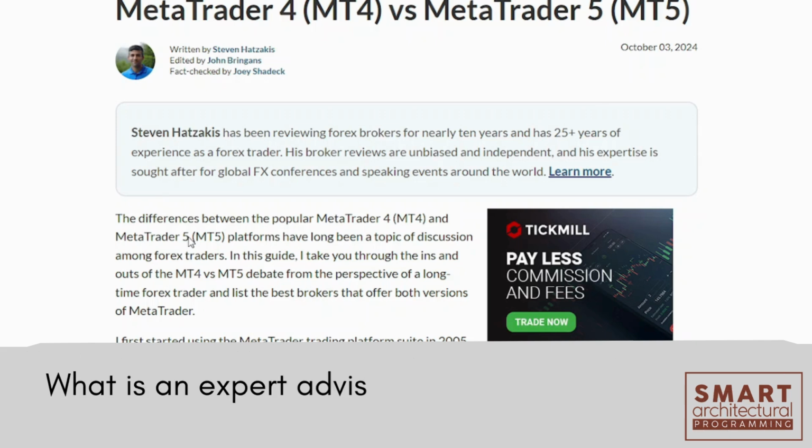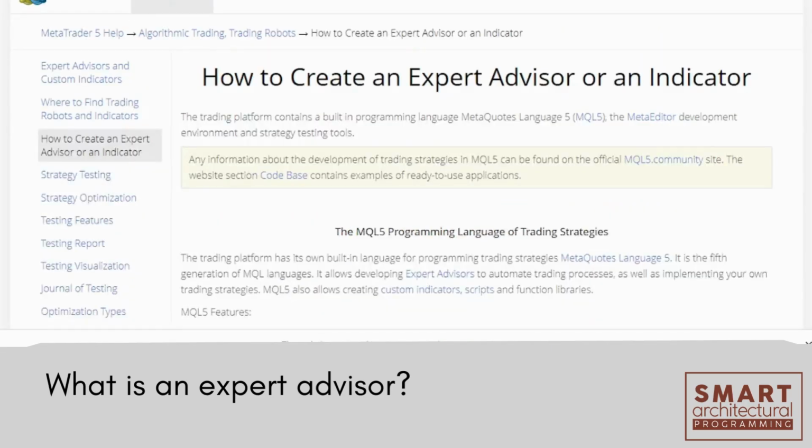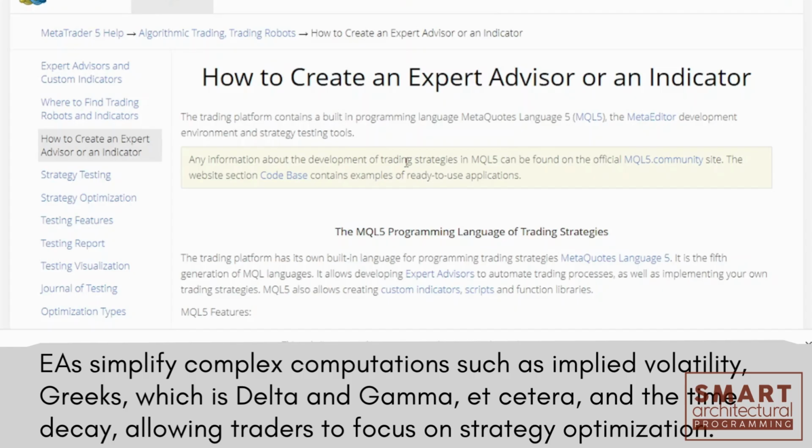That leads us to the question of what is an expert advisor, right? What do we mean when we say an expert advisor? An expert advisor is a program or script designed to automate trading activities in MT4 and MT5. These EAs are coded using the MQL language and can execute trades automatically based on predefined parameters, monitor the market 24/7 for optimal entry and exit points, and reduce emotional biases in decision making. For options trading, EAs simplify complex computations such as implied volatility, Greeks like delta and gamma, and time decay, allowing traders to focus on strategy optimization.